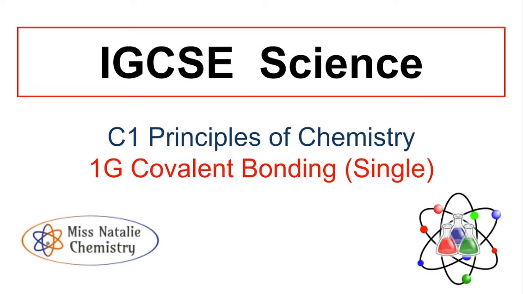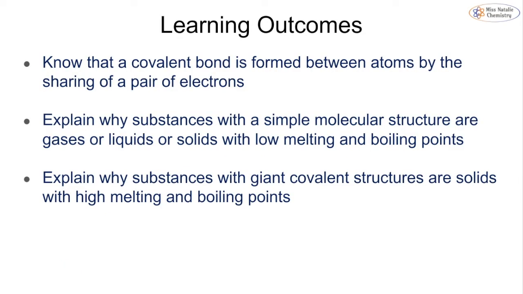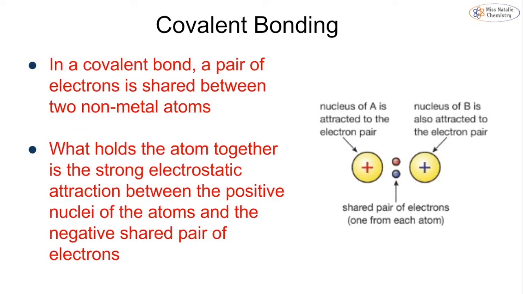In this video, we're going to be looking at topic 1G, covalent bonding, and we're going to be focusing on these single science outcomes as part of the IGCSE chemistry course from Edexcel. So what do we have to know for this topic? Well, we need to know what we mean by a covalent bond and how that is formed. We then need to know the different structures that we can get in a covalent bond and then how they relate to specific properties, in particular melting and boiling points.